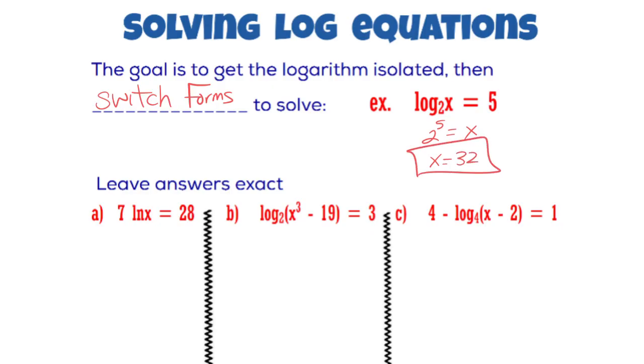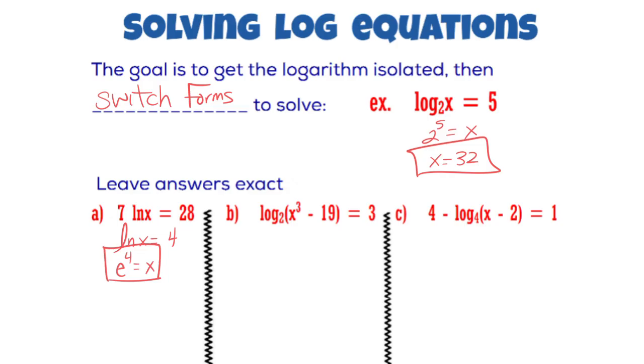Now, of course, I'm going to make you do a little bit of work to isolate that logarithm. So in this first example A, you can see the 7 out in front. So the first thing you should be doing is dividing by that 7. Now, this is a natural log, so remember that this is assumed to have a little e right here. So when I do my loop to switch forms, it's e to the 4th is equal to x. I am going to want, I lied. It says leave answers exact. I am not going to round that. I am going to leave it e to the 4th.